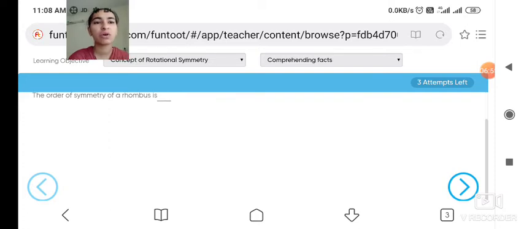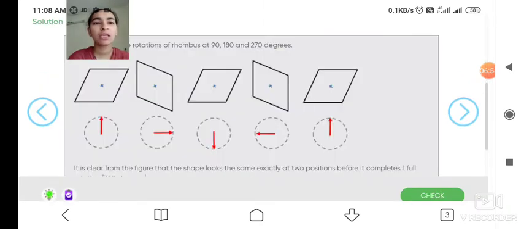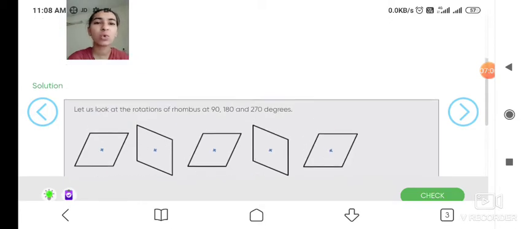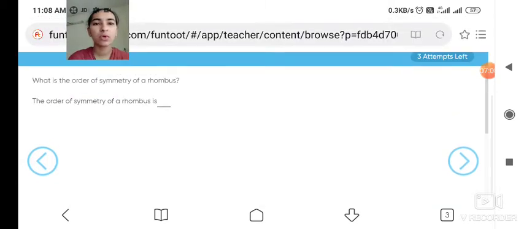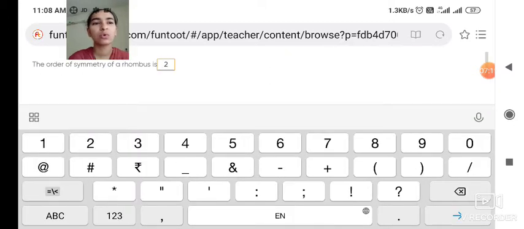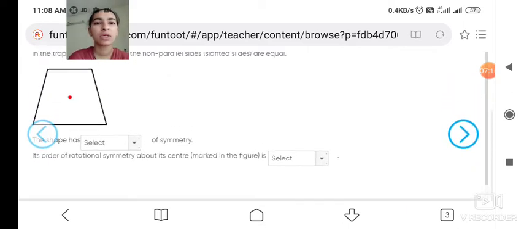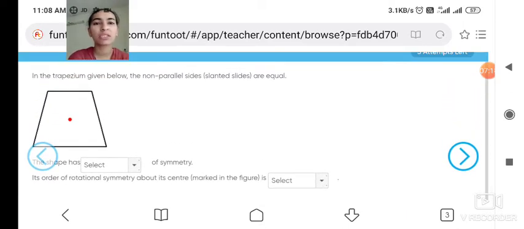Yes, just check your answer. Is your answer like mine? Yes, this is the answer, and it has order 2, because 2 times it looks the same as the first one. Okay, so the answer is 2. Understand? Let's take another. Now this is a figure of a trapezium.